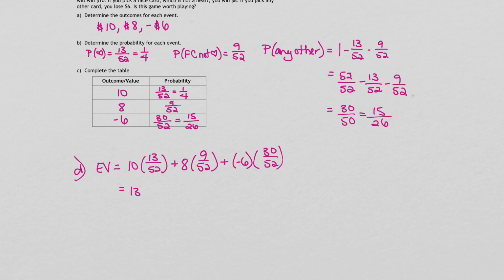10 times 13 is 130 over 52. 8 times 9 is 72 over 52. And negative 6 times 30 is negative 180 over 52. 130 plus 72 minus 180 is 22.